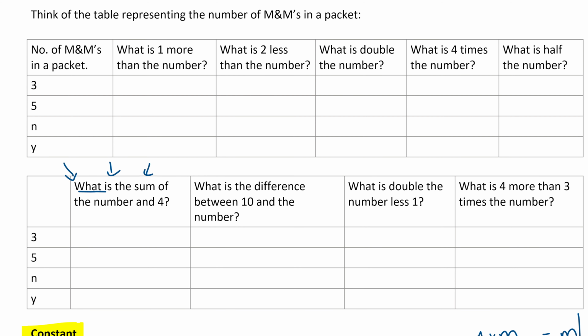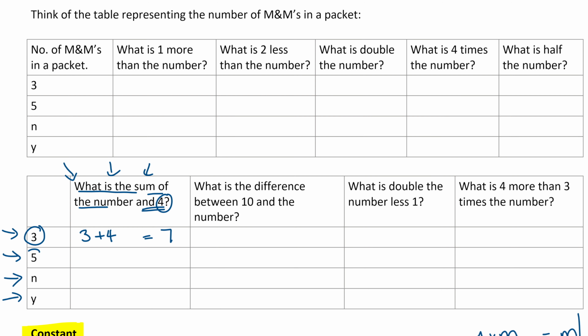What is the sum of the number and 4? They're just referring to the numbers on the left column. So it's just saying, what's the sum of 3 and 4? We can write that down: 3 plus 4, which is equal to 7.